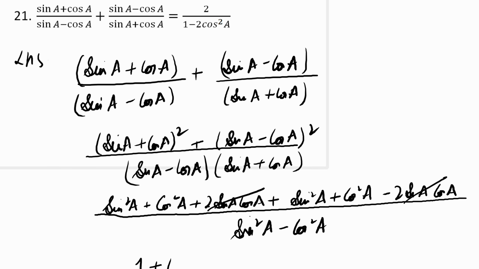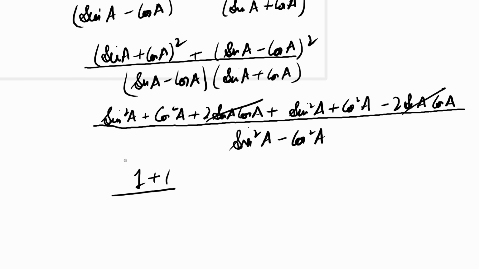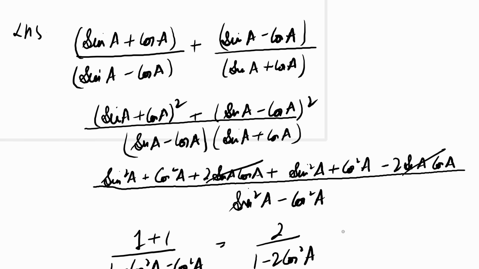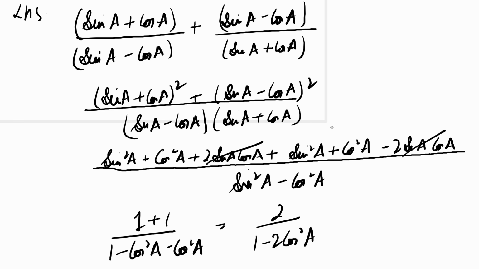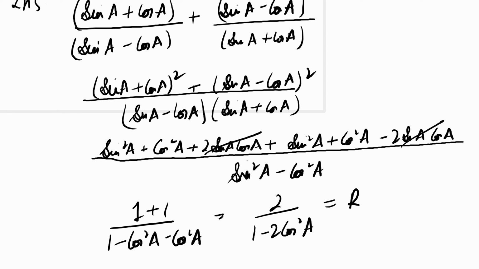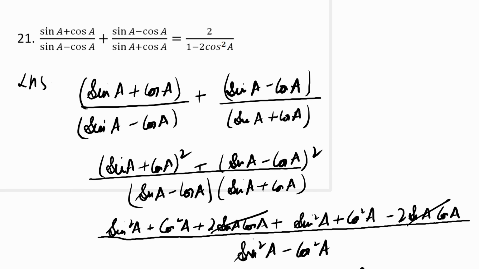And we have to convert the numerator into cos square A. So instead of sin square A, we'll write 1 minus cos square A, minus cos square A, which gives 2 upon 1 minus 2 cos square A. This is the right hand side. We have proved it. Okay, this one was simpler compared to the previous ones.